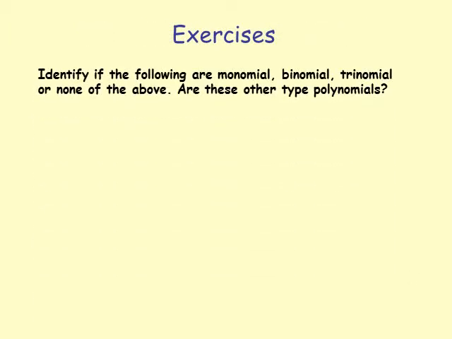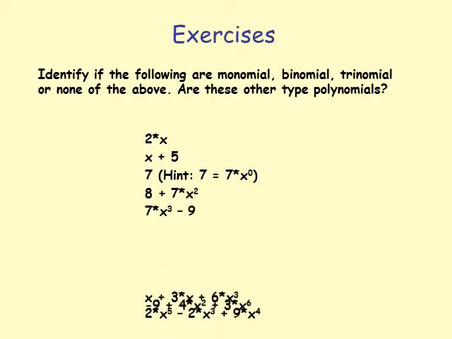Let's do an exercise here. Identify if the following are monomials, trinomials, or none of the above. Are these some other type of polynomials? Let's continue here. Is that a monomial? Is that a monomial? So what is that one? Is it a monomial or a trinomial? Let's continue here with some more examples.